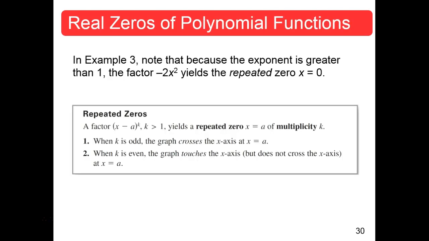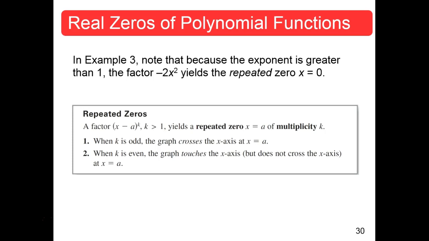Like right now. In example 3, note that because the exponent is greater than 1, this factor, with an exponent of 2, yields a repeated 0, x equals 0, and its brother x equals 0. So, a factor of x minus a, this happened to be x minus 0, raised to the kth power, if k is greater than 1, then we have a repeated 0 at x equals a, and we say that it has multiplicity k. Ours was 2. When k is odd, like 3, 5, 7, the graph does cross the x-axis there.